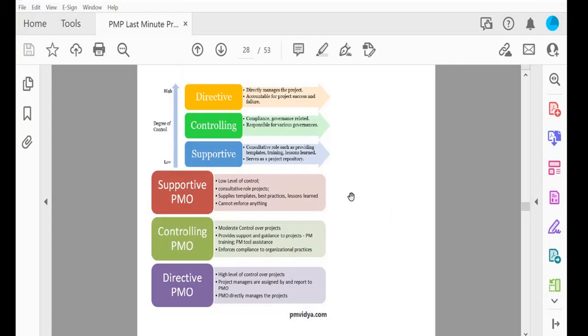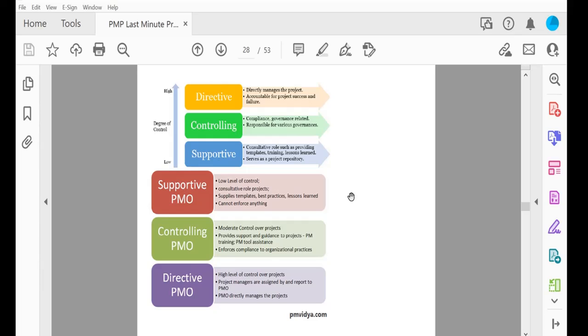So today our lesson is about the organization structure. There are three types of structure: one is supportive, then controlling, and then directive. Supportive means they only provide templates, training, or lessons learned. For example, when you join any new organization, they will give you an Excel sheet, or how to maintain a respectful workplace, or any type of lesson learned.